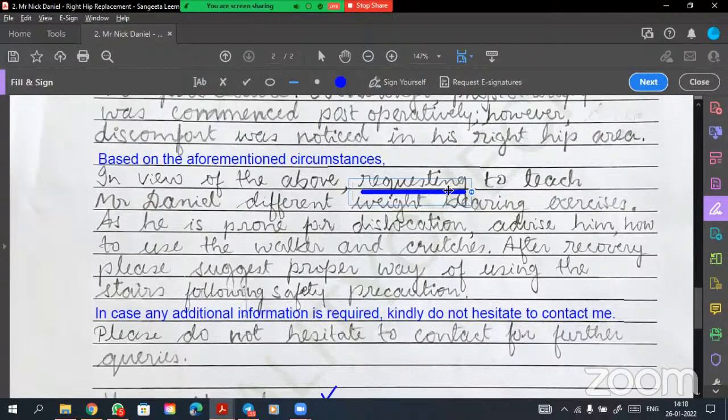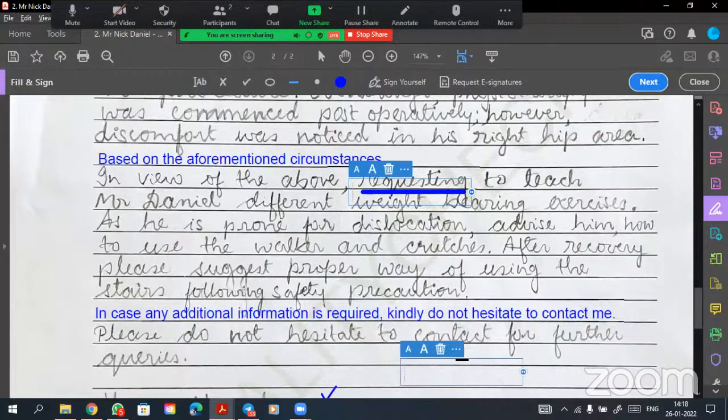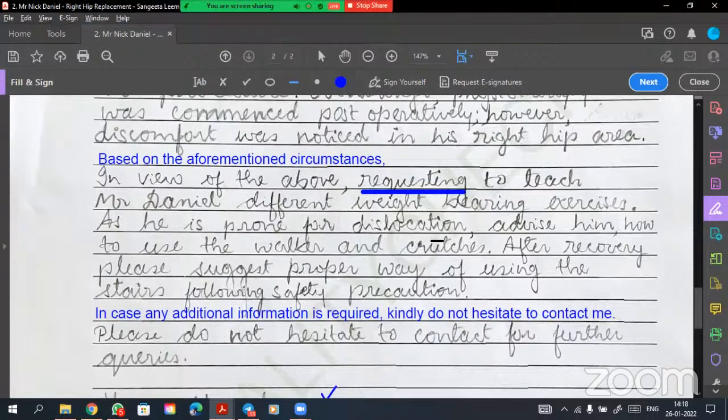Sangeeta. Hello, yes sir. Do you want perfect feedback or ordinary feedback or very simple feedback? Perfect feedback. Okay, then I am giving you that one only.